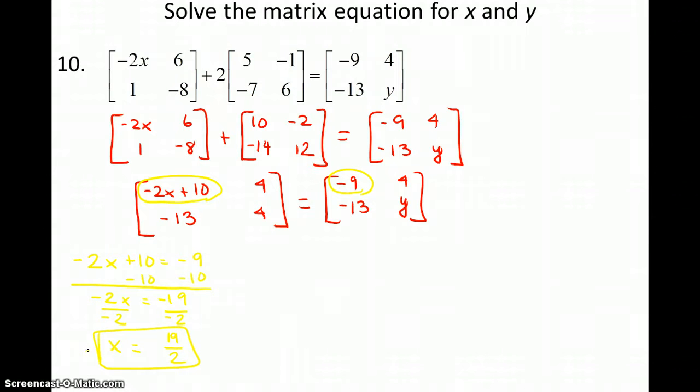They also asked me to solve for y. So y is in the bottom right-hand corner of each matrix. So 4 is equal to y, or y is equal to 4. Perfect.